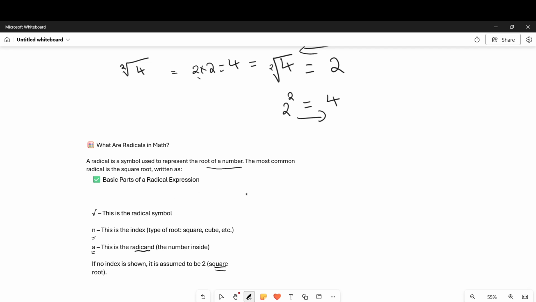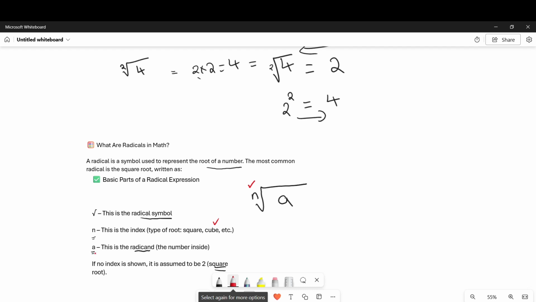So this is the basic symbol of a radical expression. This is a and this is the index n. This symbol is the radical symbol. Then n is an index. What is n? n is called the index of the expression. This determines which type of root we are going to take. If n is 2, it's a square root. If n is 3, it's a cube root. If n is 4, it's a fourth root.